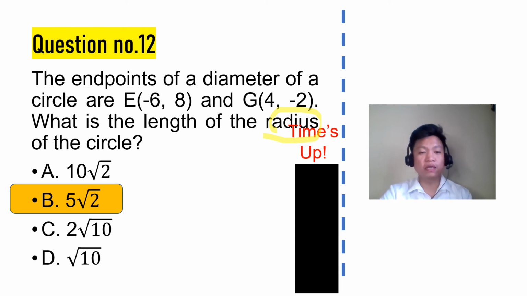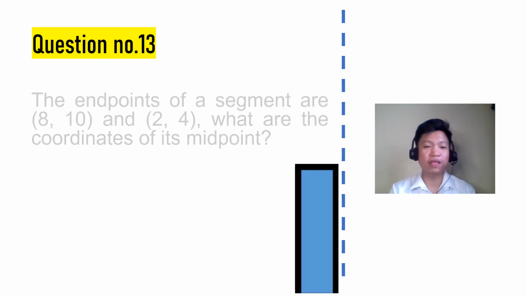So, lalabas dyan, ang unang sagot initially is itong 10 square root of 2. Siya yung length ng diameter, no? Pag ginamitan mo ng distance formula. Pero dahil ang hinahanap mo ay radius lang at alam natin na ang radius ay kalahati lang ng isang diameter, i-divide pa natin ito sa 2. Kaya yung 10 square root of 2, dinivide natin sa 2. Kaya ang naging sagot natin is the 5 square root of 2. Okay? Next, ayan, malapit na tayong matapos.